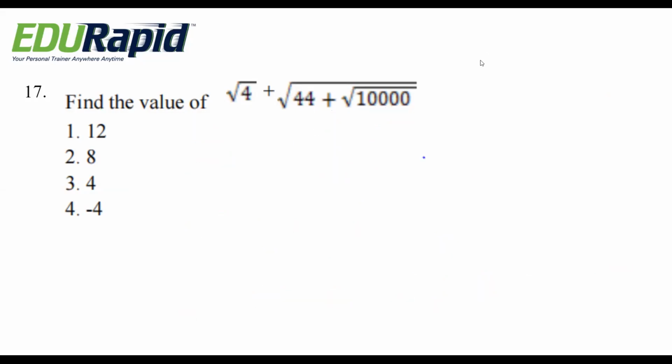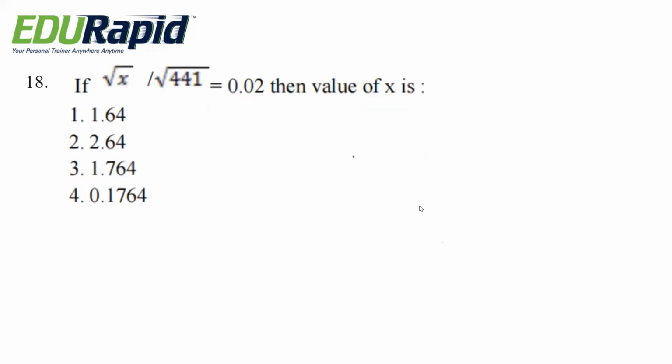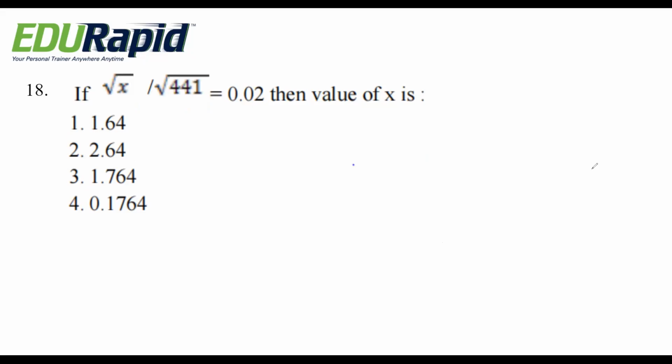Next question: if the square root of x divided by the square root of 441 is equal to 0.02, then what is the value of x? Options are 1.64, 2.64, 1.764, 0.1764.